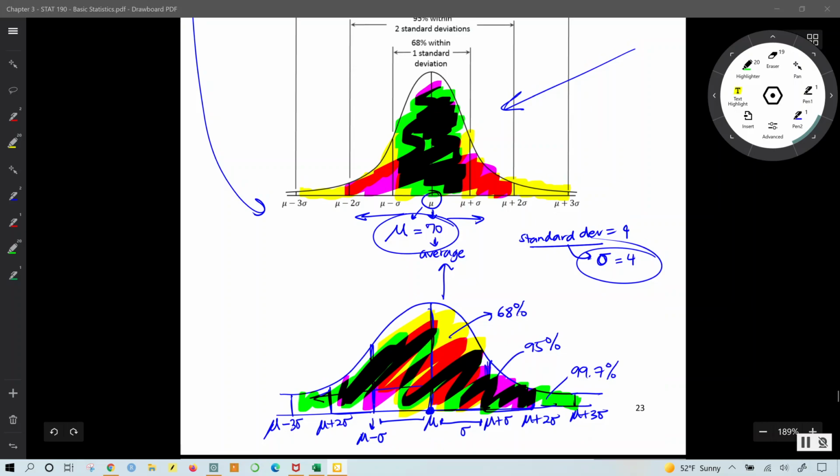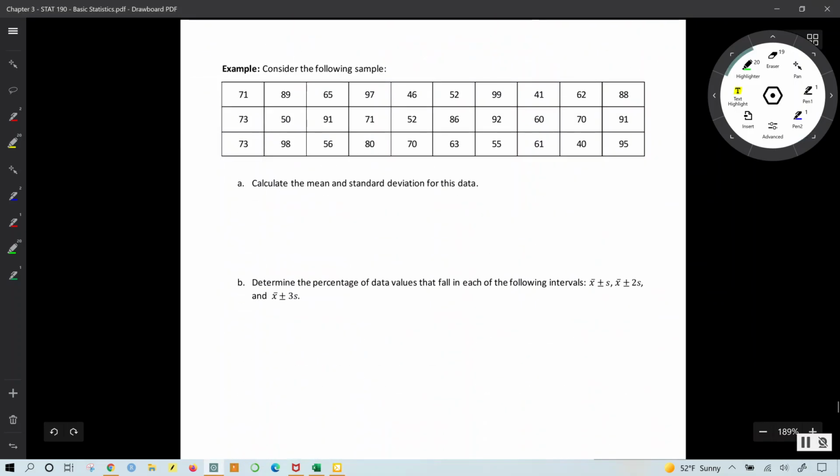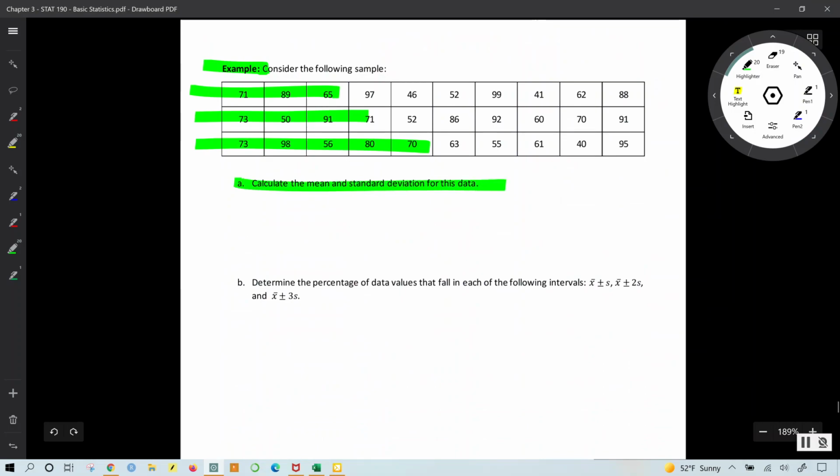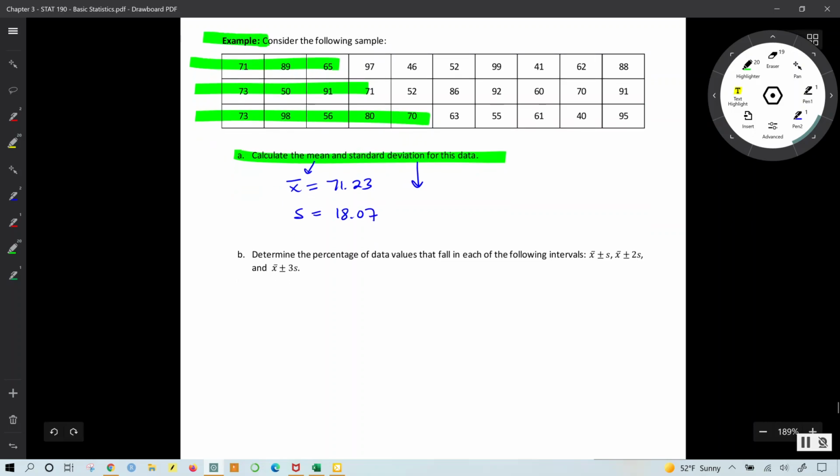So, to illustrate, let's consider the next example. In this example, we have been given a data set, and we'd like to start with computing the mean and the standard deviation. You're welcome to look at this data set. I have computed it, and I found the sample mean to be 71.23, and the standard deviation to be 18.07. You're welcome to confirm this using StatCrunch. Key in the data values and, as I've shown earlier, compute the mean and the standard deviation.